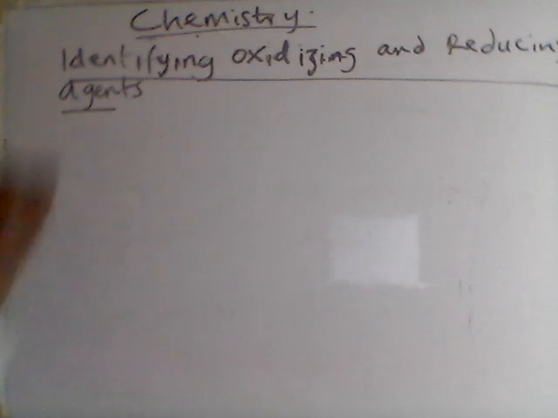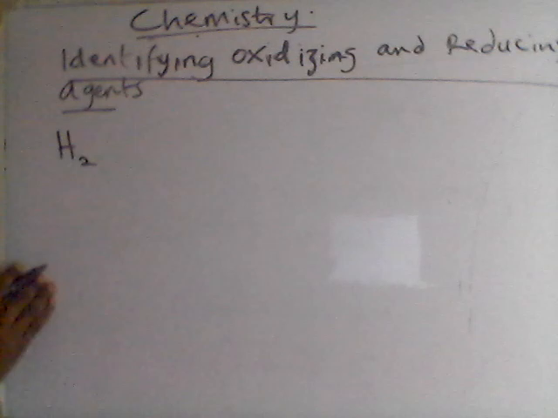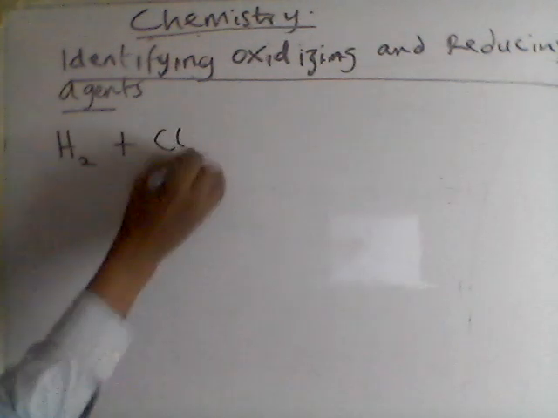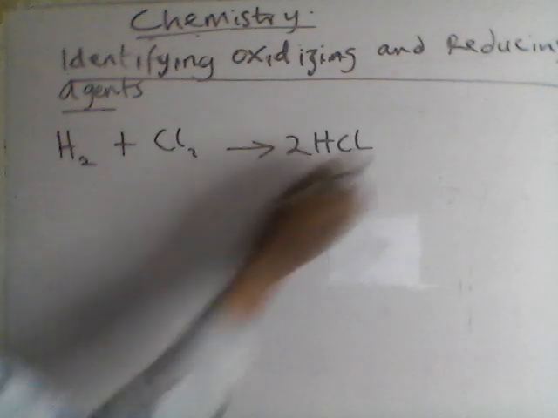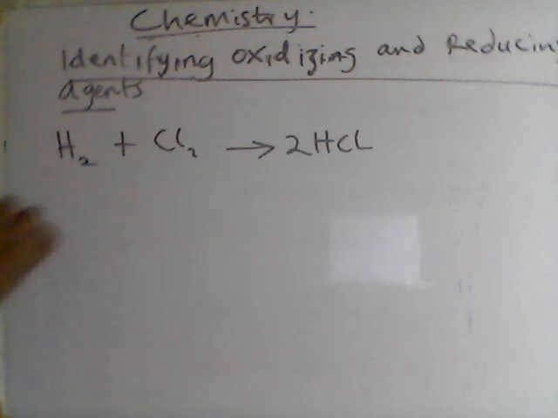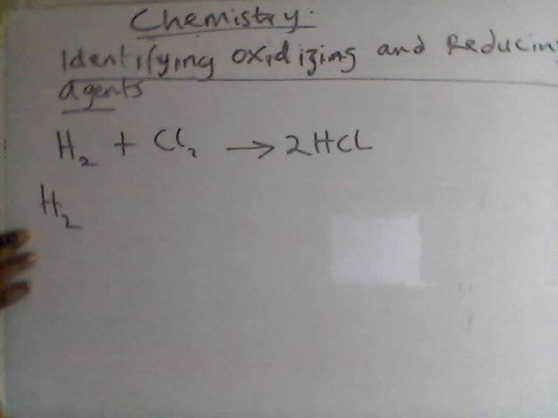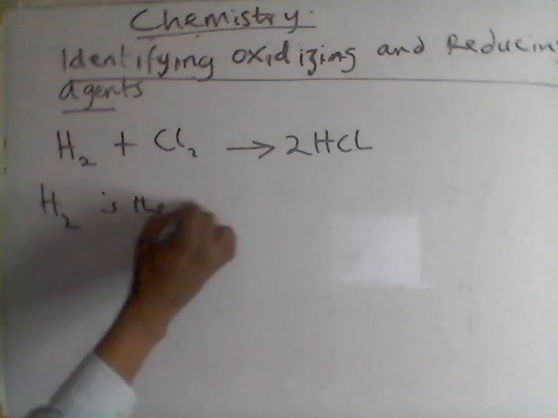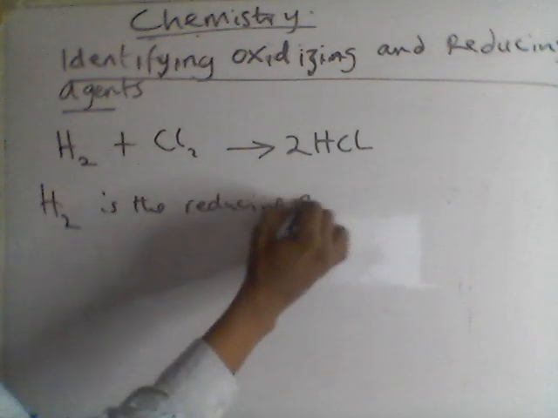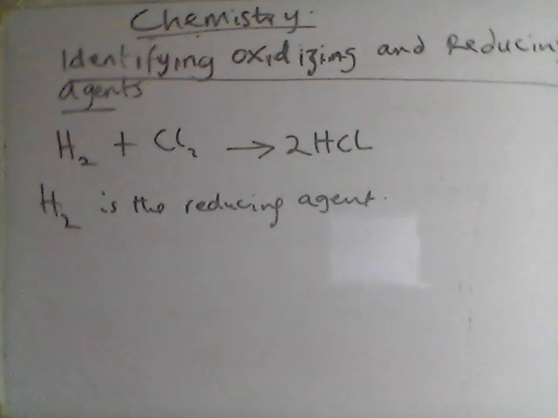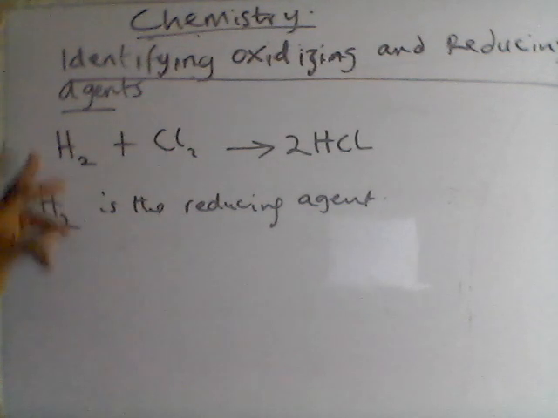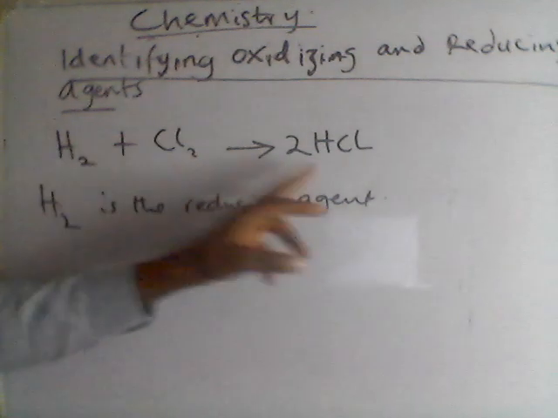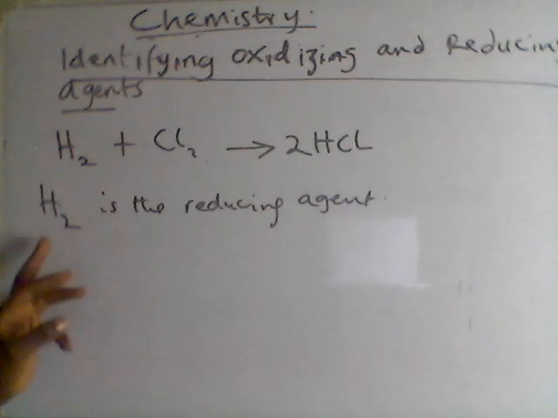Example, if I have H2 combining with chlorine to give me hydrogen chloride. Understand? Hydrogen here is the reducing agent. Why is it reducing agent? Because it actually accepts electrons. So it accepts electrons to become this. Understand? So it's a reducing agent.